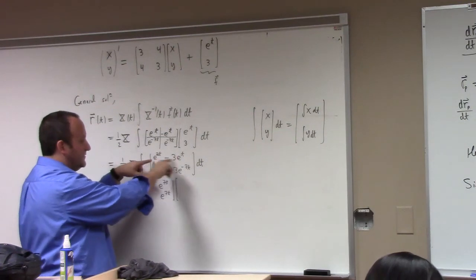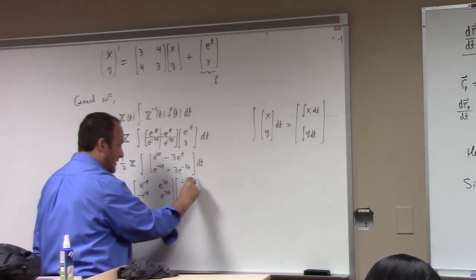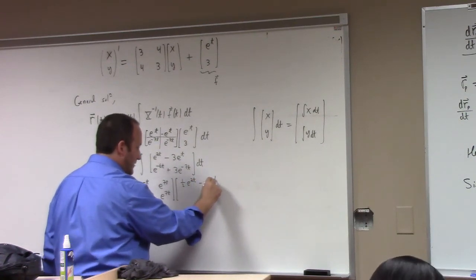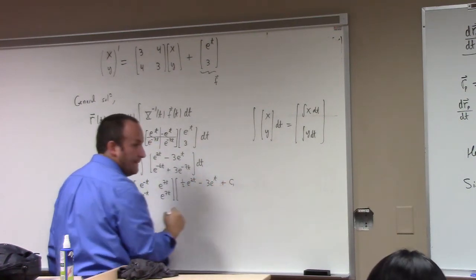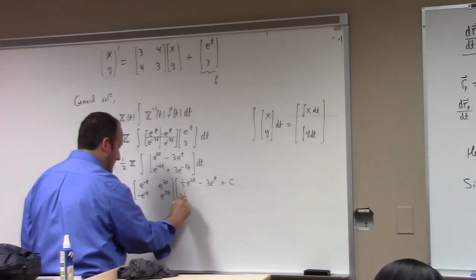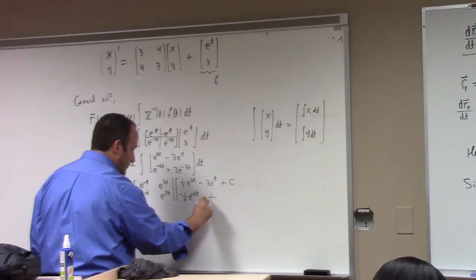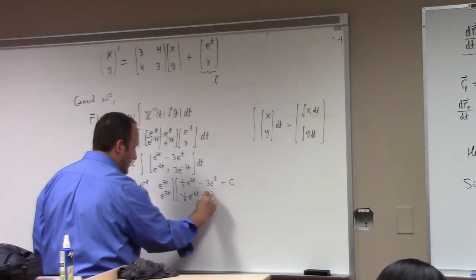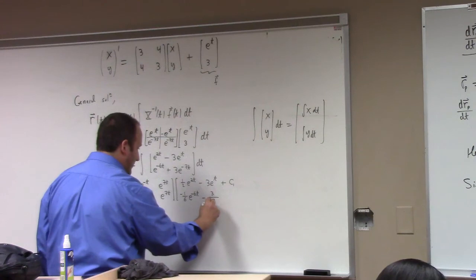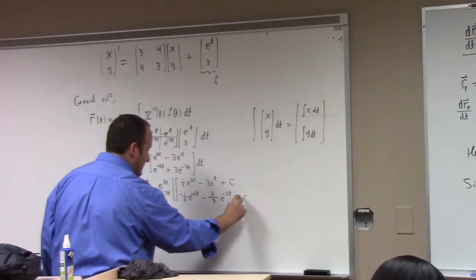How do we integrate e to the 2t? We get a 1/2 e to the 2t minus 3 e to the t plus c1. And next we get minus 1/6 e to the minus 6t minus 3 over 7 e to the minus 7t plus c2.